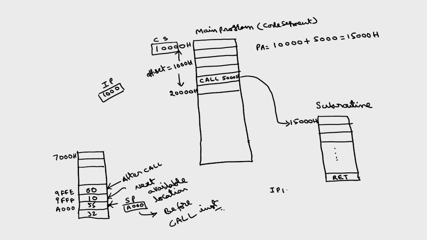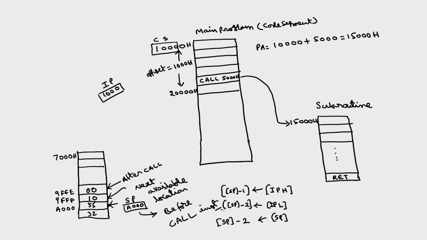So, instruction pointer high will be transferred to the contents of SP minus 1, if this is SP. And the contents of instruction pointer low will be transferred to the contents of SP minus 2, and SP becomes SP minus 2. So, these are the operations which are inherent to this call instruction.